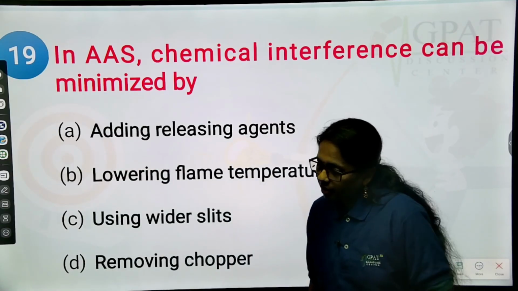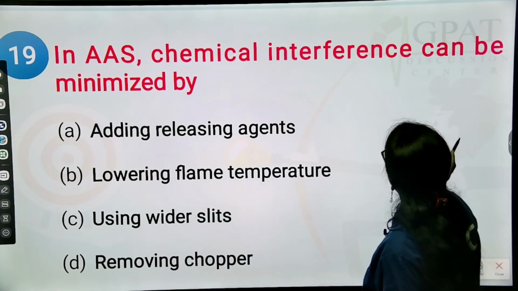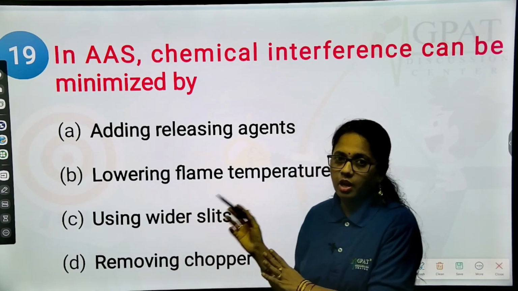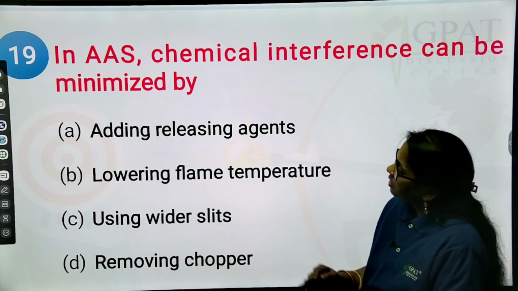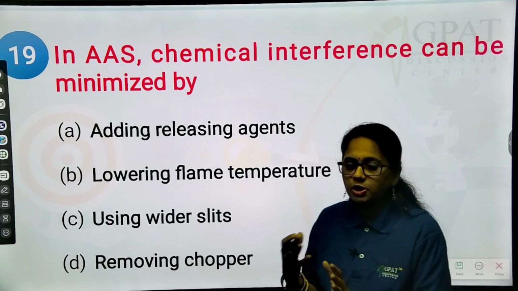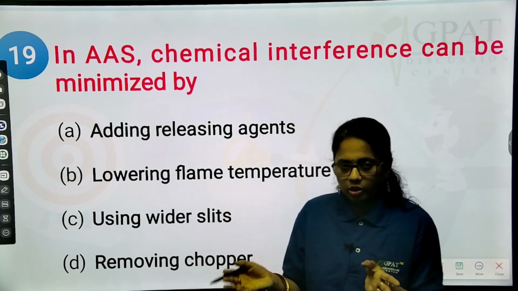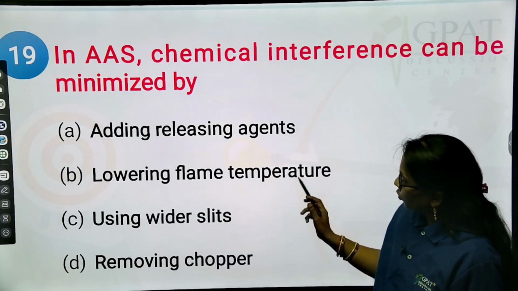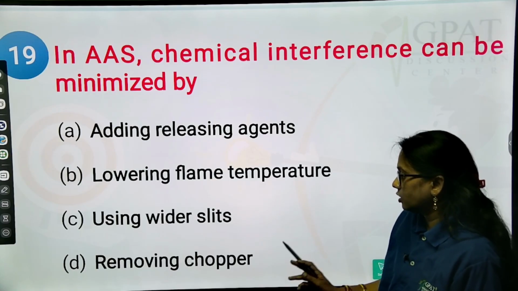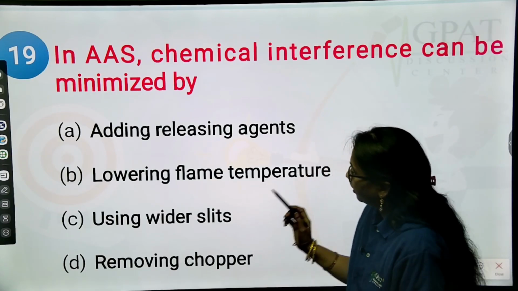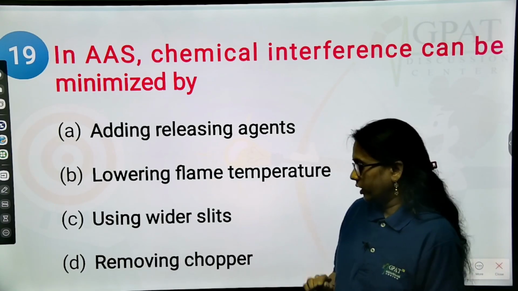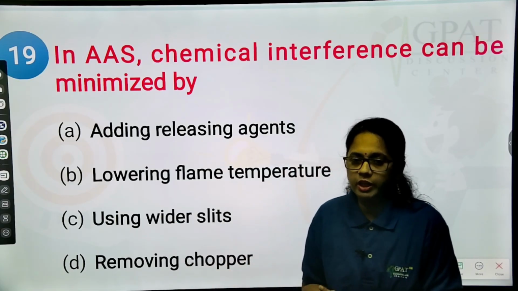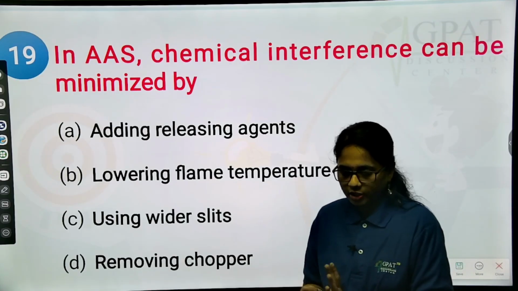Next question, in AAS, atomic absorption spectroscopy, chemical interference can be minimized by what? Already we have discussed interferences: spectral interferences, ionic interferences, chemical interferences. So how can we minimize these chemical interferences? Cation, anion, oxide formation. Let us see the options: adding releasing agents, lowering the flame temperature, using wider slits, removing the chopper. Actually, lowering the flame temperature can minimize the ionic interferences. Using wider slits can increase the intensity of the radiation, but we cannot minimize the chemical interference.